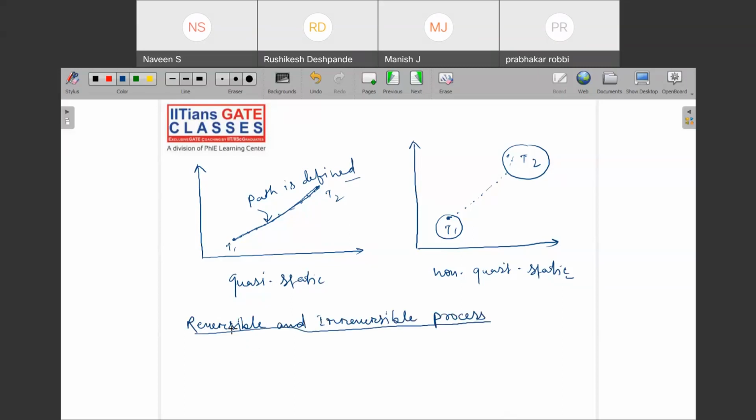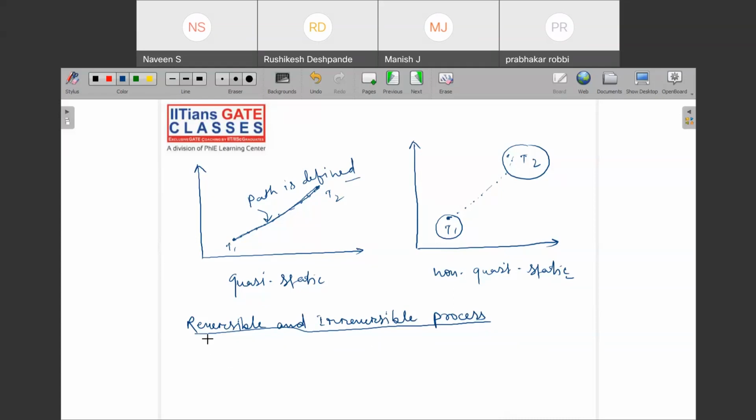See what is this? These are the tools which will help you to analyze your system later on. If you know these tools, like what is property, what is a quasi-static process, what are reversible and irreversible processes, how to define a system, then these tools are used in any part of the thermal background. Let us say in the refrigeration part, in the IC engine part, in power plants, everywhere we are using the basics of thermodynamics. Okay.